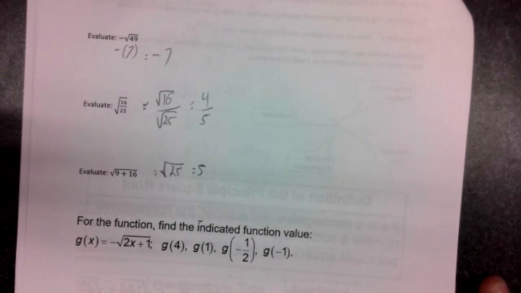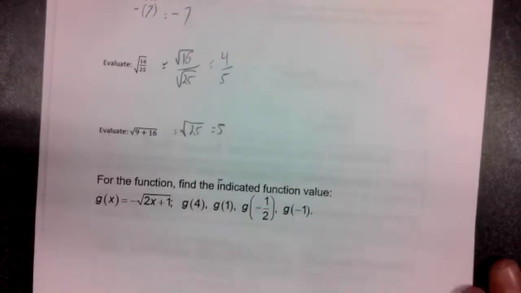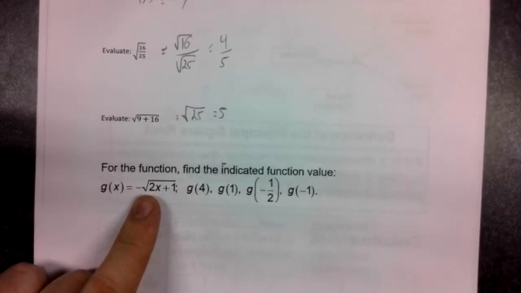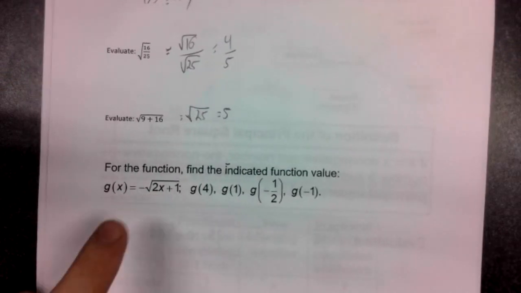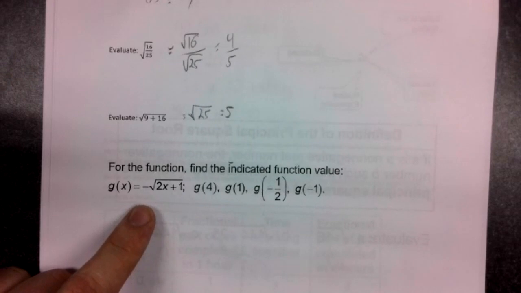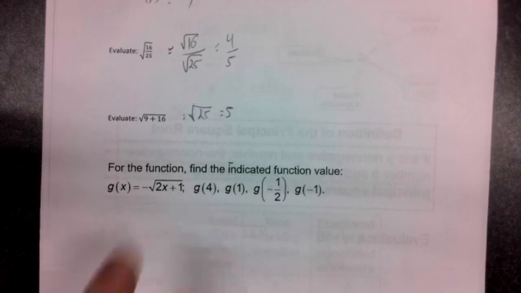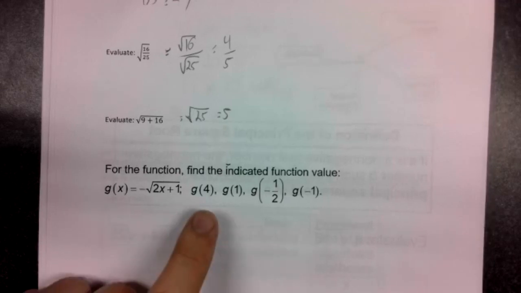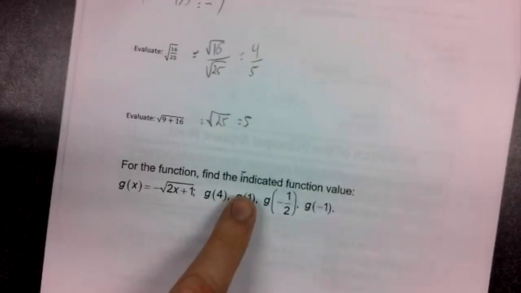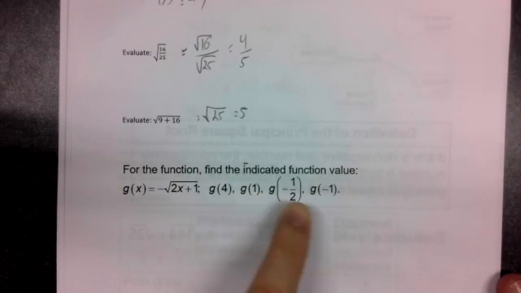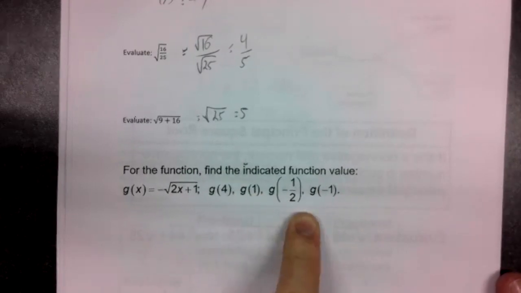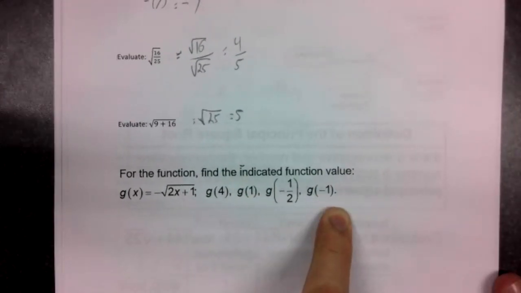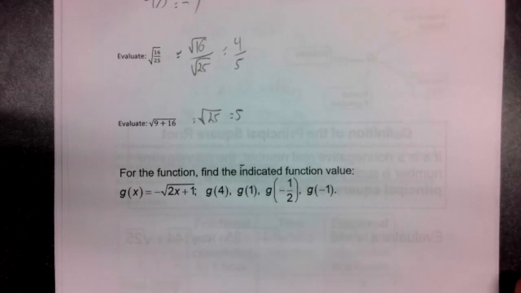Okay. So what if we get something a little bit more complicated? What if we get something like this? Now we have variables in there, right? So we have g of x, the negative of the square root of 2x plus 1. And I want to know, what is the answer when x is equal to 4? What is the answer when x is equal to 1? What's the answer when x is equal to negative 1/2? And then finally, what's the answer when x is equal to negative 1?